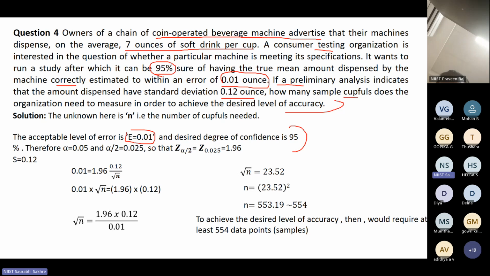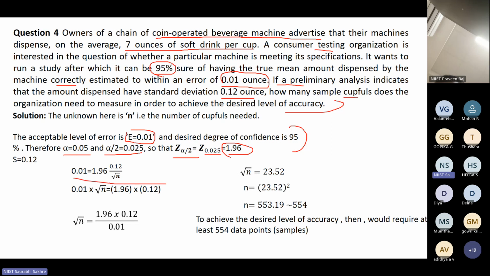So therefore, alpha will be 0.05 of course, and alpha by 2 will be 0.025. So Z alpha by 2, Z 0.025, is 1.96. This is standard. 1.96 for a 95% interval is standard. So I will put in my formula E equal to Z standard deviation by root n. N I don't know. I have to calculate the sample size.